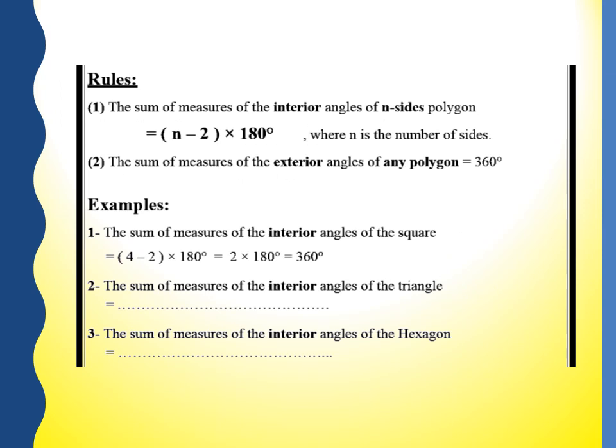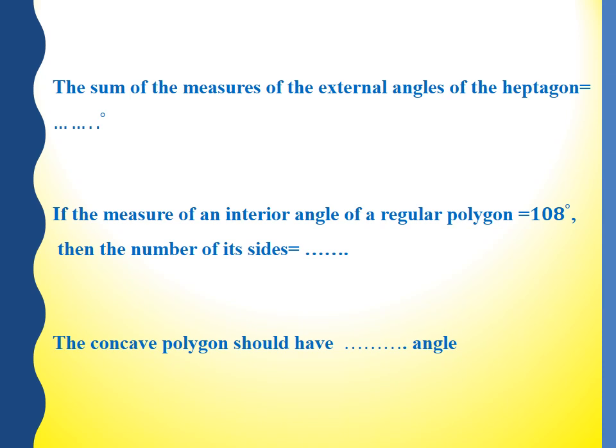We said that the sum of the measures of the interior angles of an n-sided polygon equals (n minus 2) multiplied by 180 degrees. Here, the sum of the measures of the interior angles of the square: 4 minus 2 times 180, means 2 times 180, equals 360 degrees. The sum for the triangle, substitute n by 3: 3 minus 2 times 180 equals 180 degrees. The sum for the hexagon: 6 minus 2 times 180 equals 720 degrees.